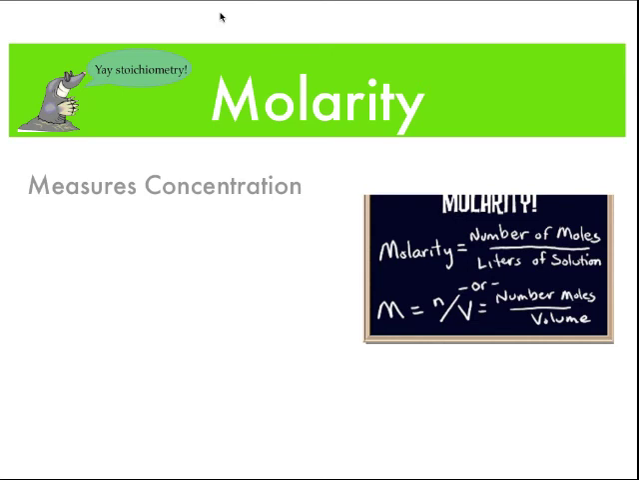Molarity is the number of moles divided by the liters of solution, or moles per liter. It's how many moles are in a liter of your solution. It looks like I could use a conversion factor there. You can. It's also a great equation. We'll get to some stoichiometry here in some practice.